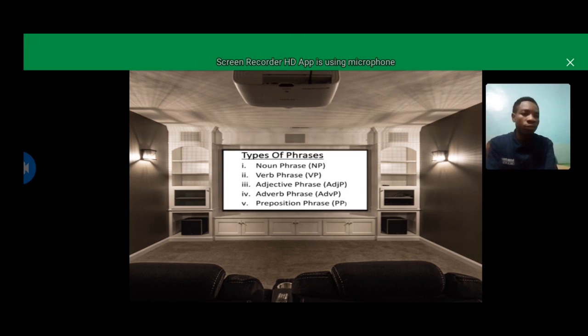Now we have 5 types of phrases. Number 1 is noun phrase. Number 2 is verb phrase. Number 3 is adjective phrase. Number 4, adverb phrase. And number 5 is preposition phrase. Now let's look at them one after another.